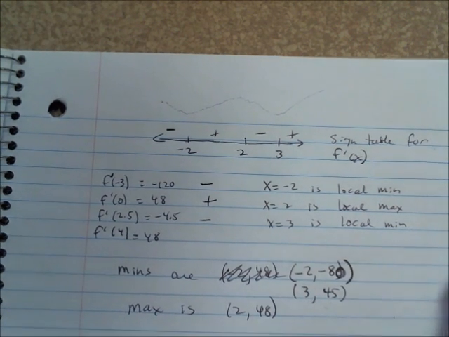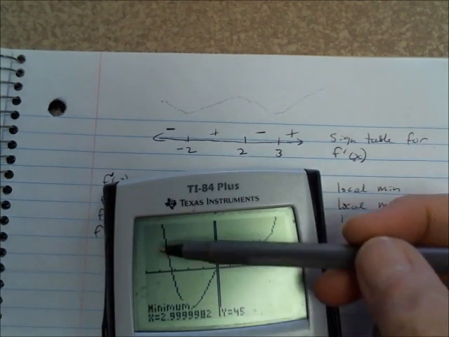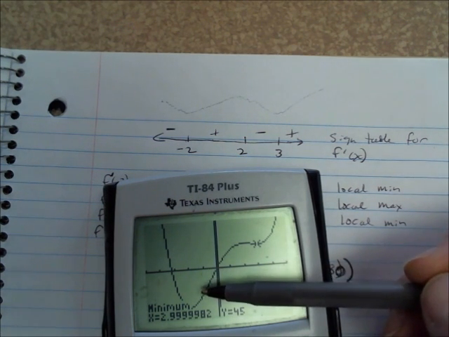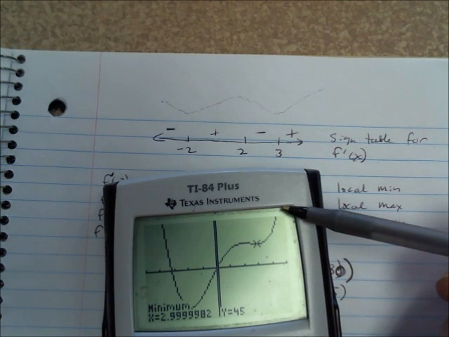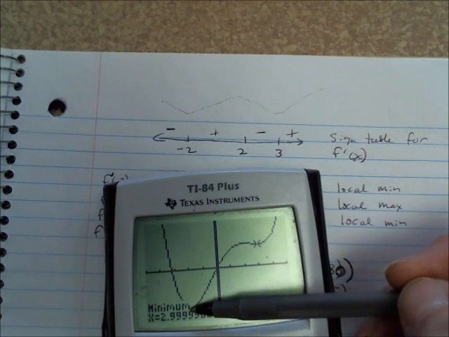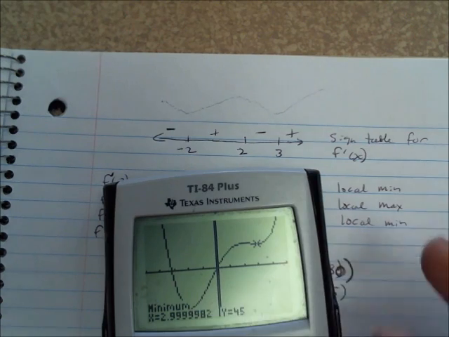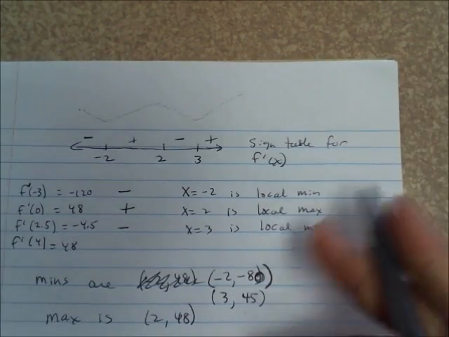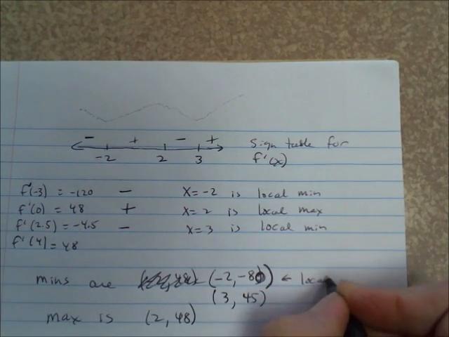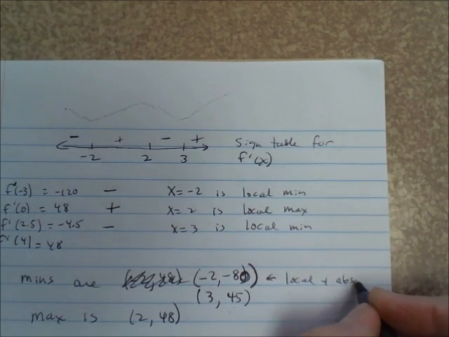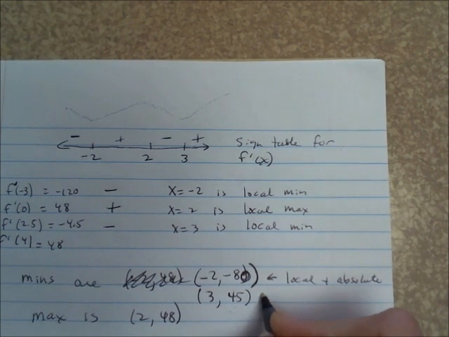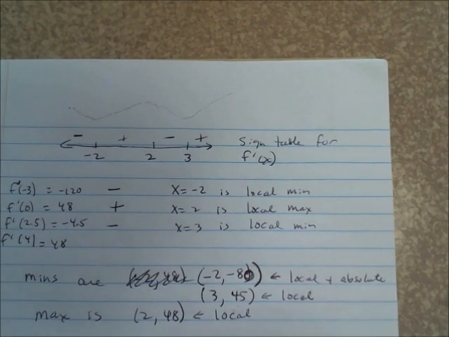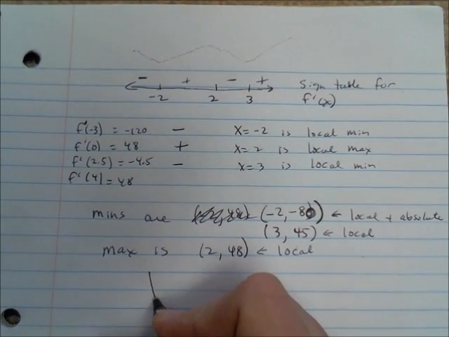So we've got our local mins and maxes, and because this is a fourth degree, it rises to the left and rises to the right. So it would have no absolute maximum, but it would have an absolute minimum. This local minimum down here is also the absolute minimum. So let's mark that absolute minimum. This is both the local and the absolute. This is just a local min, and this is just a local max, because the graph looks like this.